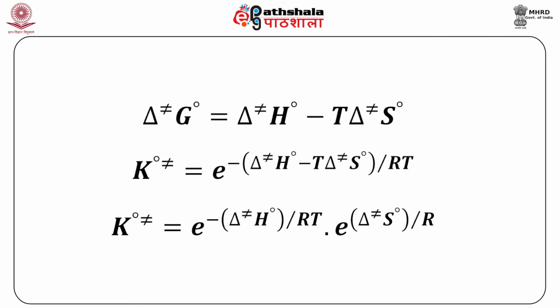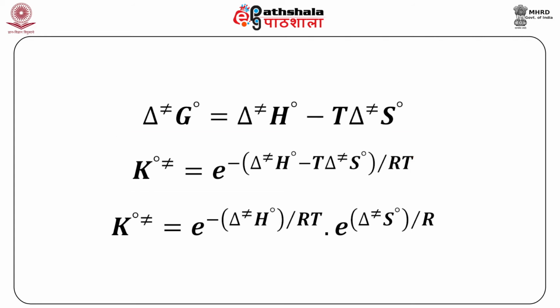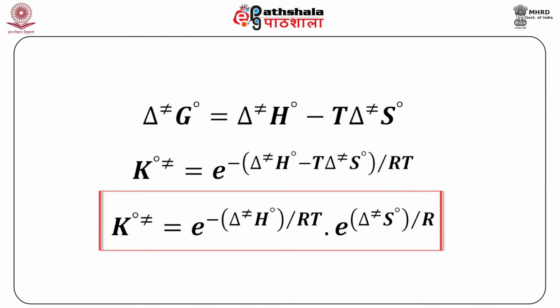Now, substituting this delta G expression into the equilibrium constant expression, we get the equilibrium constant K naught equals e to the power minus (delta H minus T delta S) upon RT. This further simplifies to the expression K naught equals e to the power minus delta H naught upon RT into e to the power delta S naught upon R.